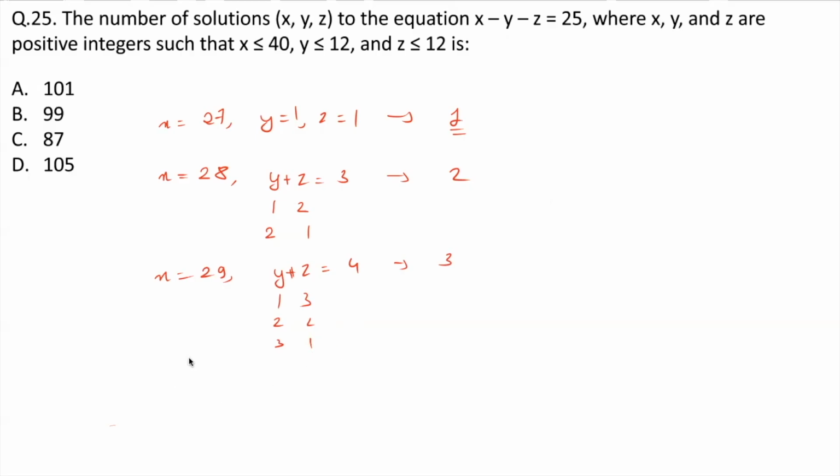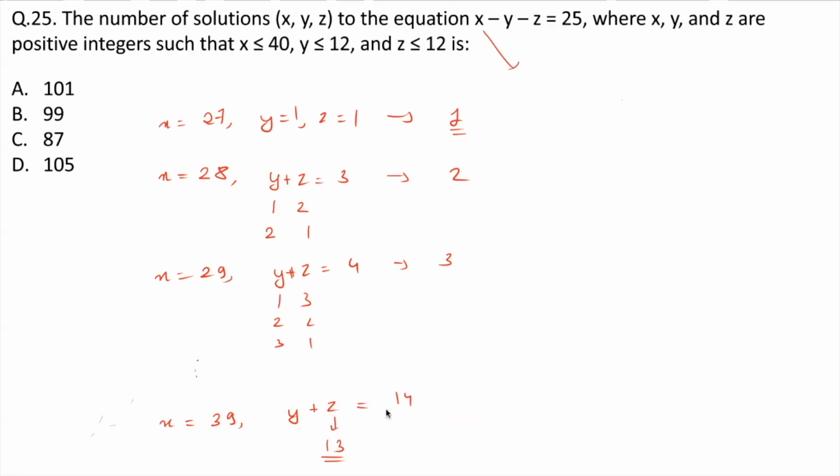Okay guys, and this we can observe will continue up till x is equal to 39. If x is 39, we will get y plus z is equal to 39 minus 25, that's 14. This will give me exactly 15 solutions. Okay, from y is equal to 1, z is equal to 13, up to y is equal to 13, z is equal to 1. 13 solutions you have here.